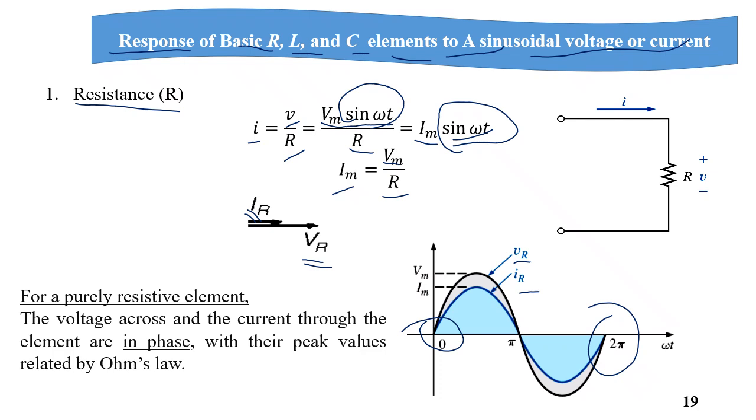For a purely resistive element, the voltage across and the current through the element are in phase, having the same phase angle, with their peak values related by Ohm's law. The relation between I maximum and V maximum is Ohm's law: V maximum equals I maximum times R.